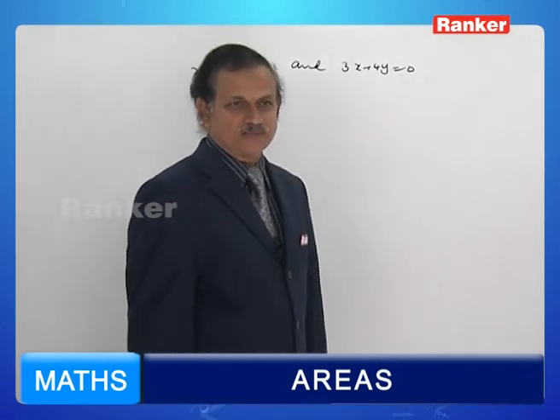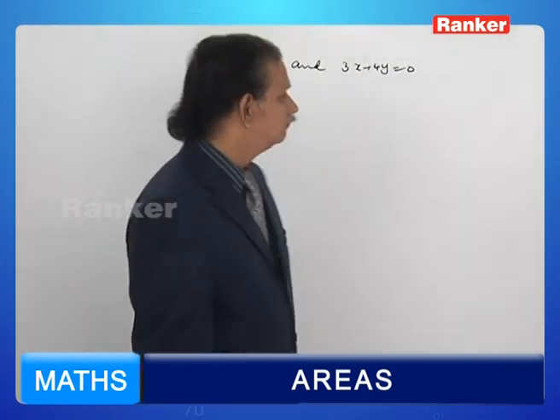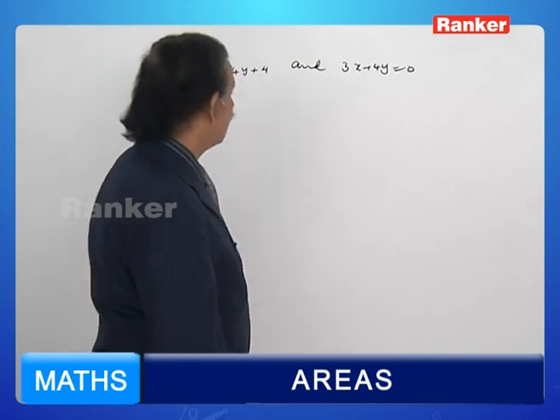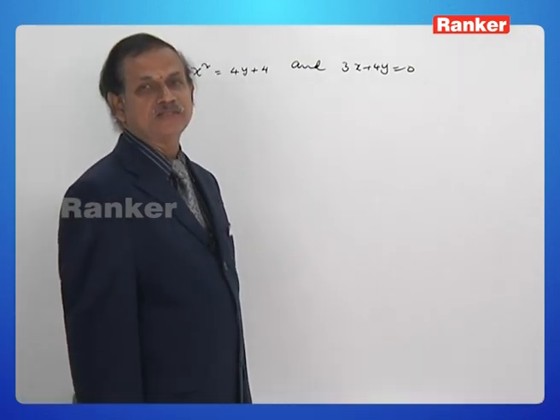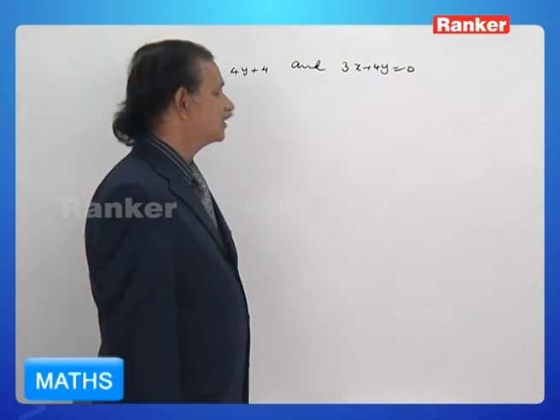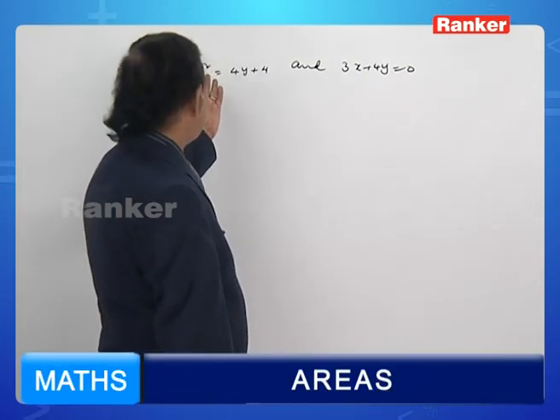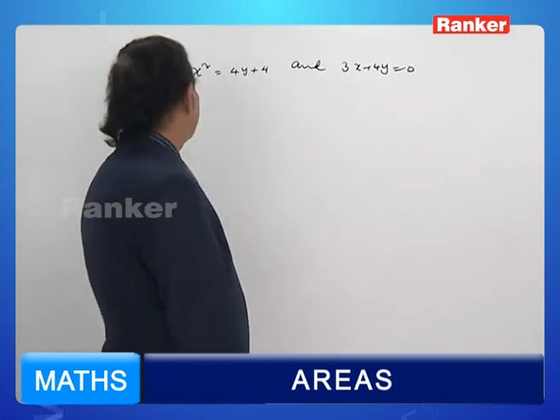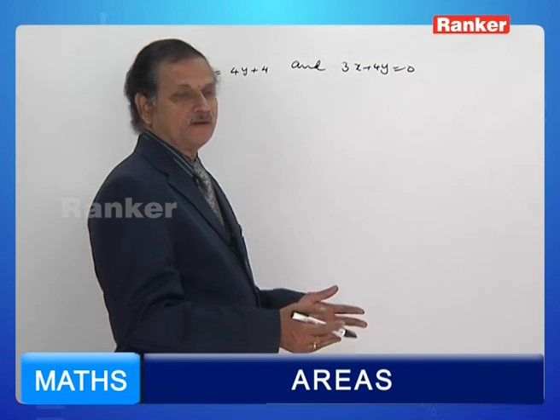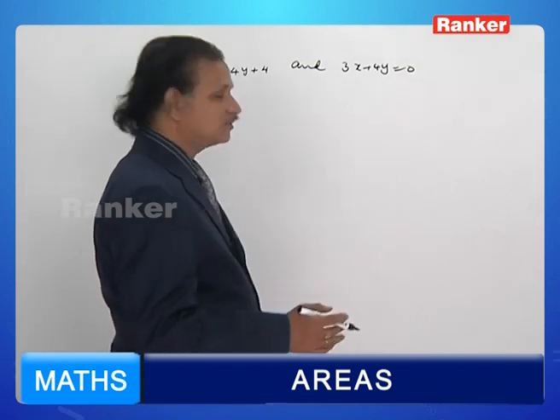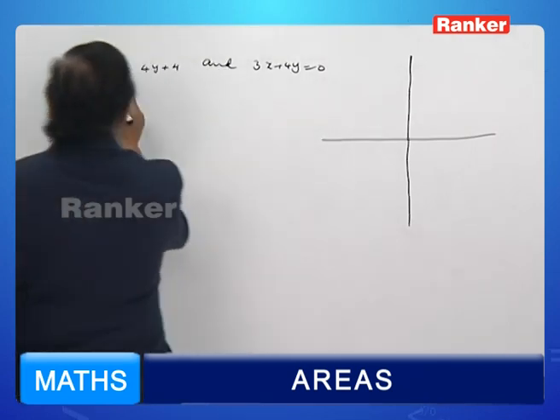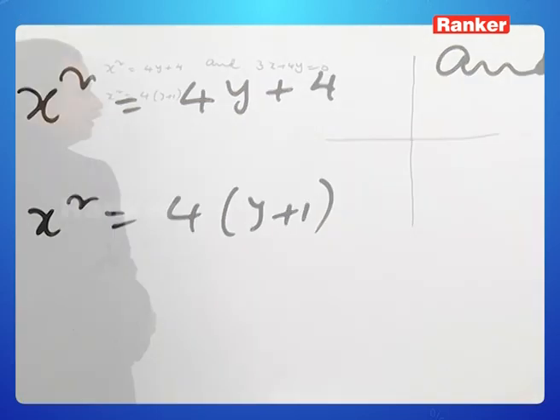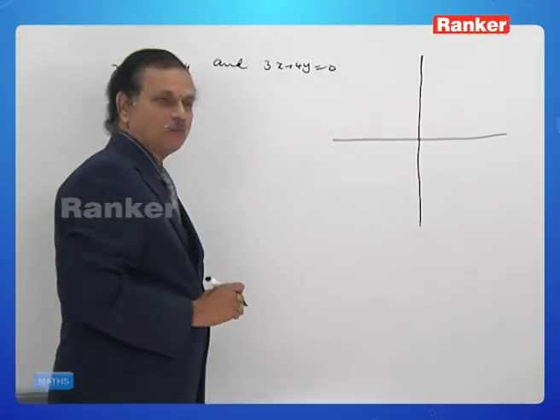The next question before us is, find the area bounded between x square is equal to 4y plus 4 and the line 3x plus 4y is equal to 0. We know everything about x square is equal to 4y plus 4. Of course, it is a parabola whose axis is on y-axis, and this is x square is equal to 4 into y plus 1.